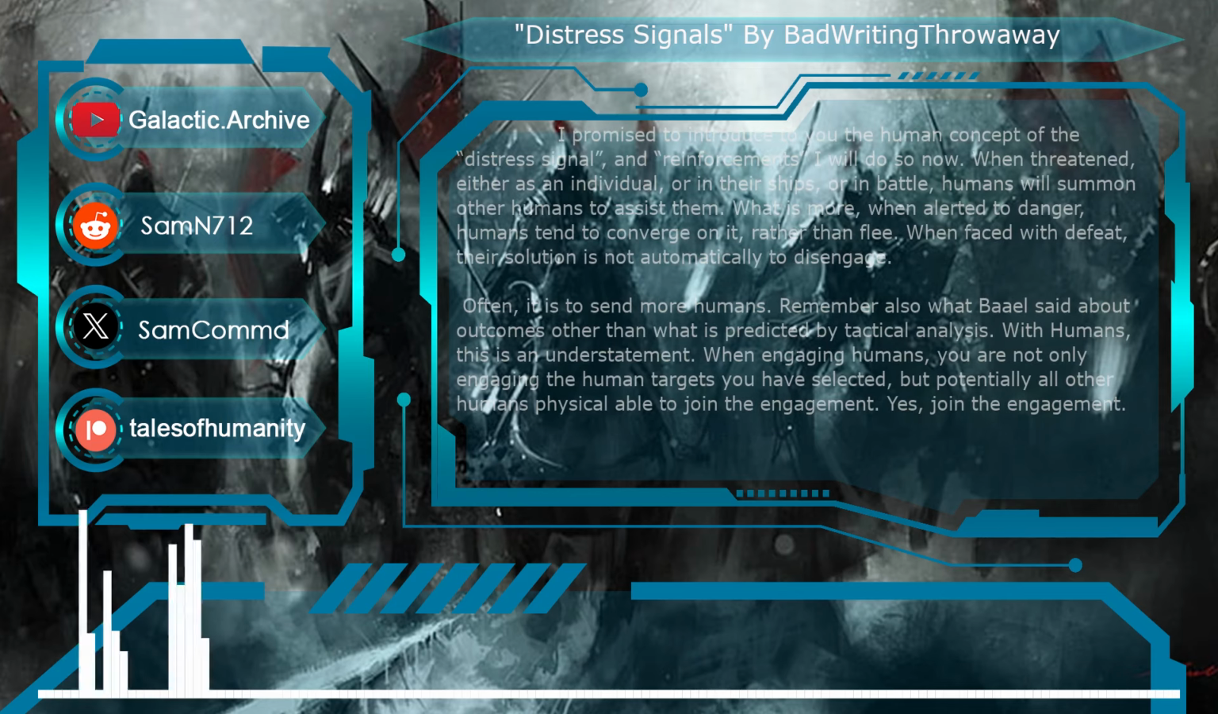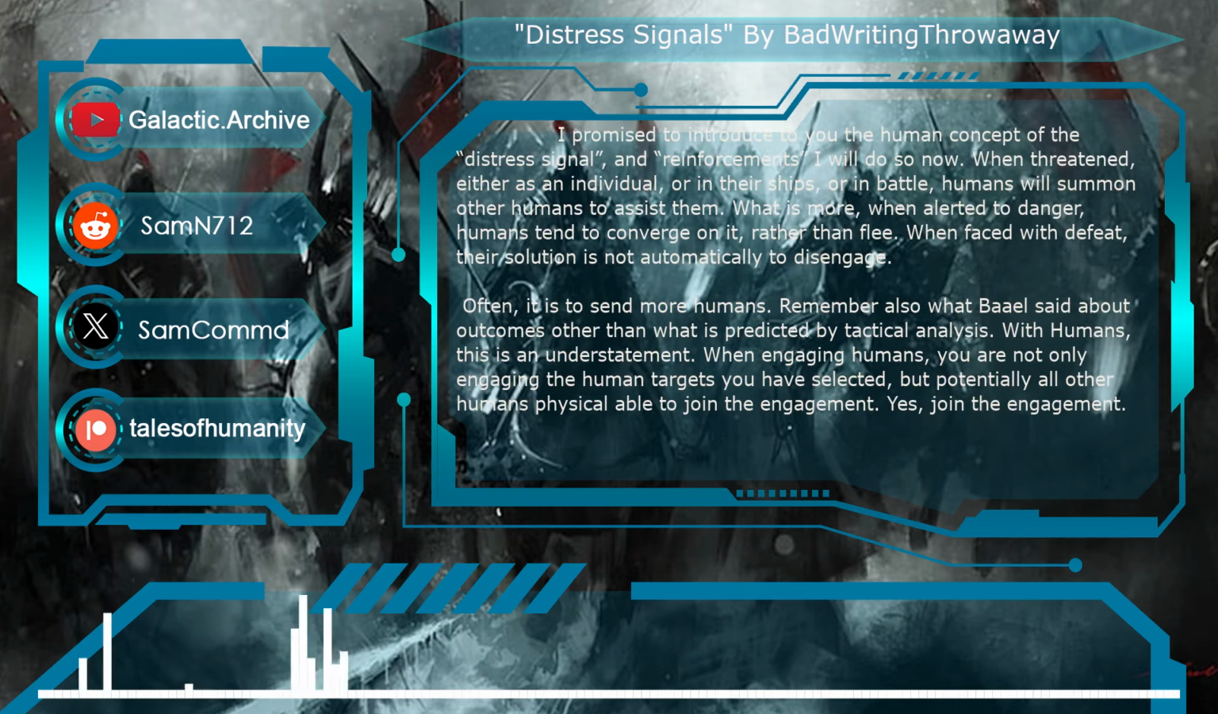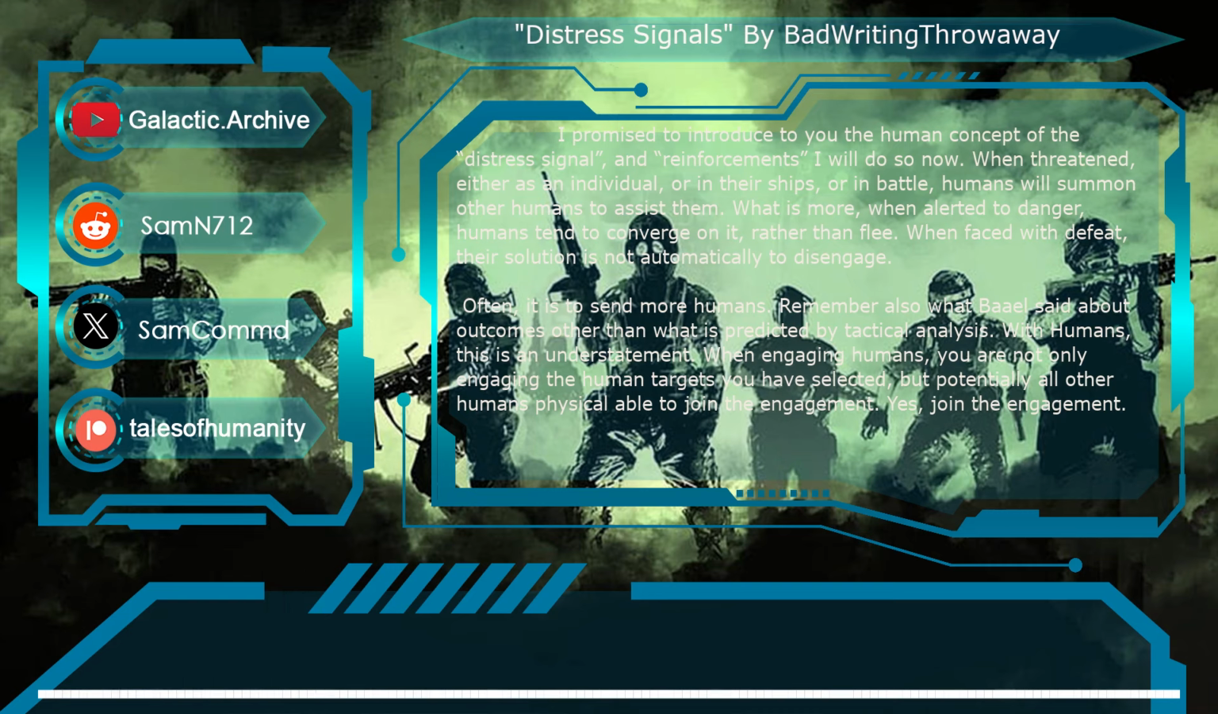I promised to introduce to you the human concept of the distress signal, and reinforcements. I will do so now. When threatened, either as an individual, or in their ships, or in battle, humans will summon other humans to assist them. What is more, when alerted to danger, humans tend to converge on it, rather than flee. When faced with defeat, their solution is not automatically to disengage. Often, it is to send more humans. Remember also what Bal said about outcomes other than what is predicted by tactical analysis. With humans, this is an understatement.